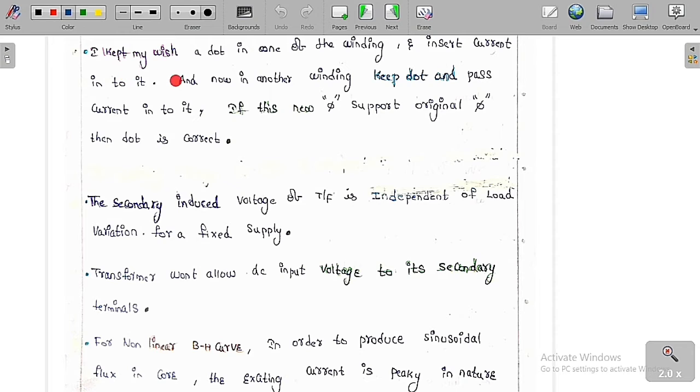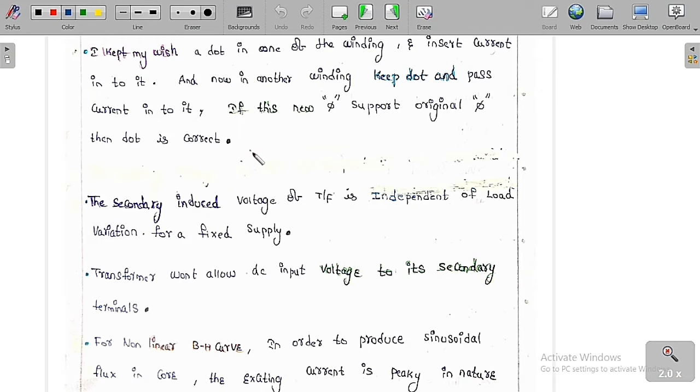I keep a dot on one of the windings and pass current into it. And now in another winding, keep a dot and pass current into it. If this new flux supports the original flux, then the dot is correct. See, basically how to mark the dot on the windings is a very important concept.